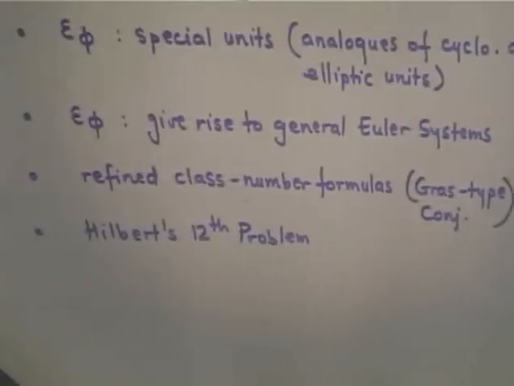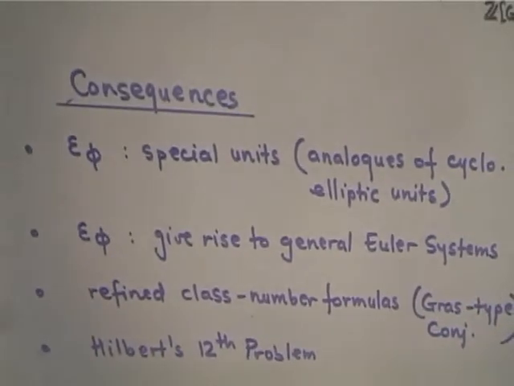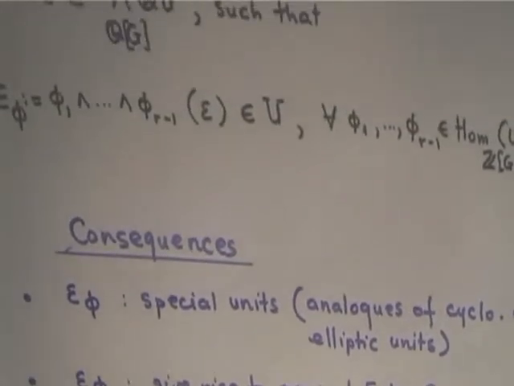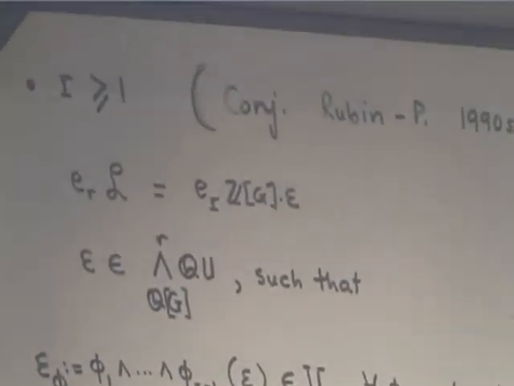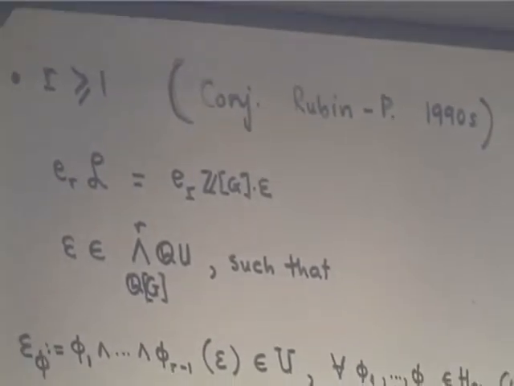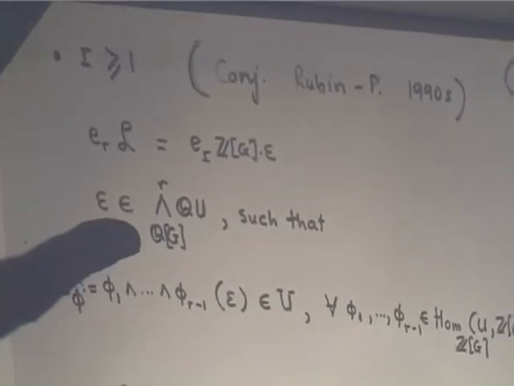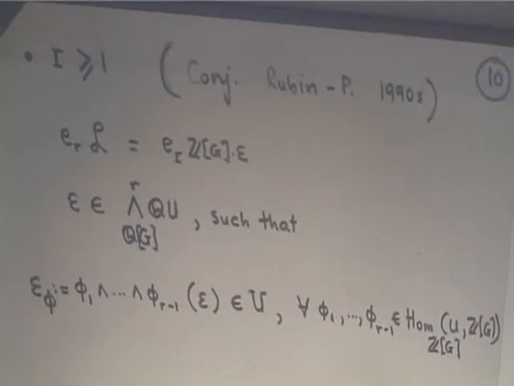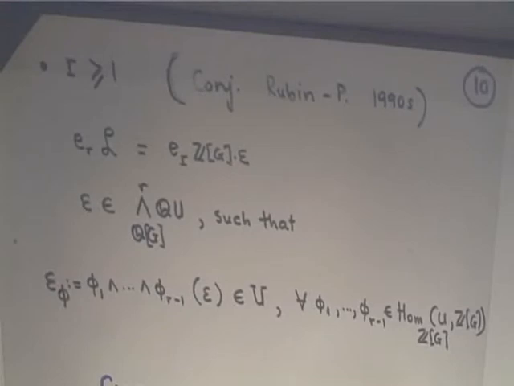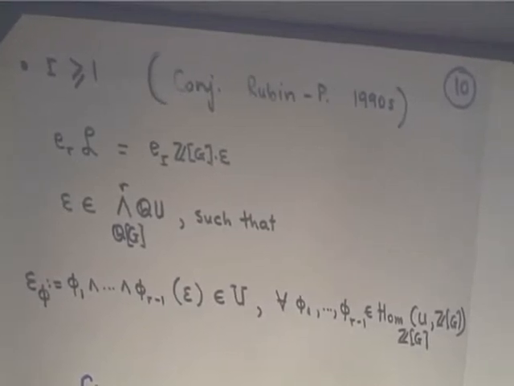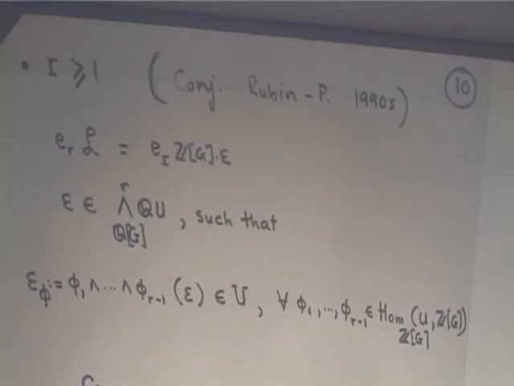What happens for r greater than or equal to 1? Well, for r greater than or equal to 1, Karl Rubin and I in the 1990s developed some conjectures regarding this lattice ErΛ. We conjectured that ErΛ is generated over the corresponding ring, that is Er Z bracket G, by an element epsilon, which a priori belongs to this Q bracket G vector space, but it satisfies a remarkable property. If you hit it with r minus 1 elements in the dual over Z bracket G of the group of units, viewed as a Z bracket G module, then you end up with an actual unit.